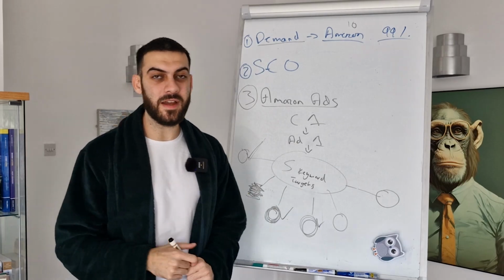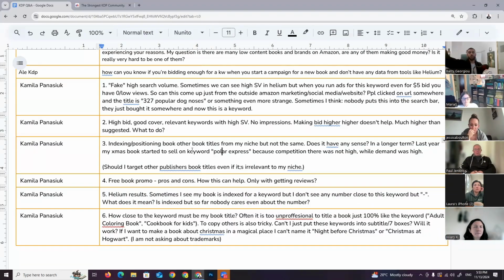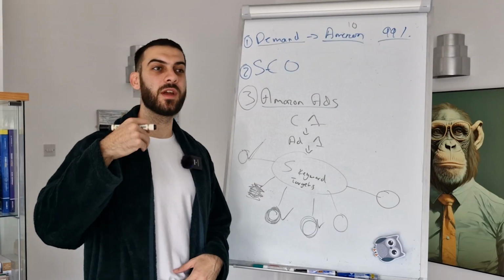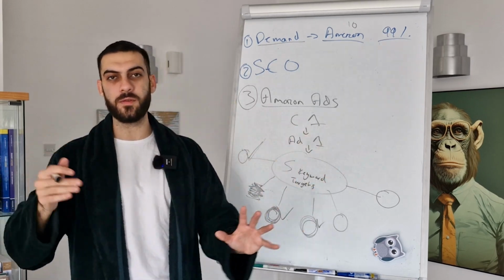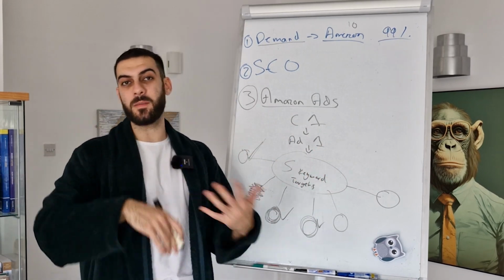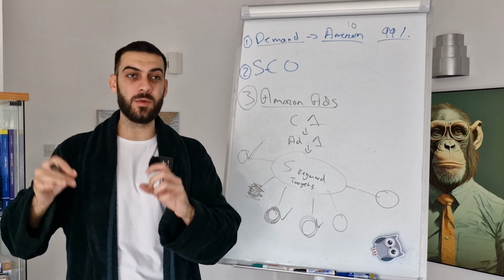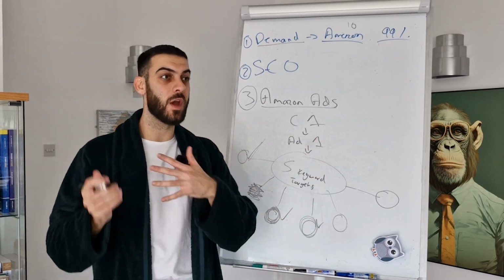So I recently did a live Q&A session inside the Strongest KDP community, and I got some questions regarding software and Helium 10, and how do I know about the search volumes of software, and which software do I use, and how much do I pay, and how do I pick the correct keywords, and how do I index for the correct keywords using the software.